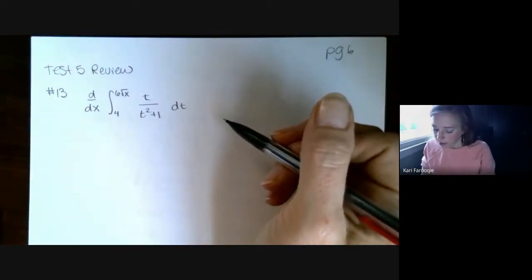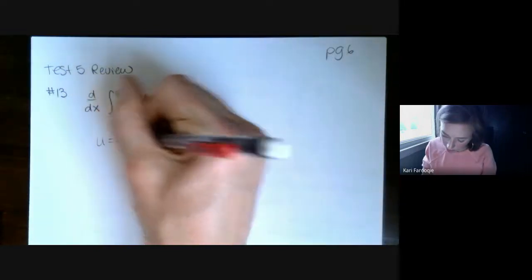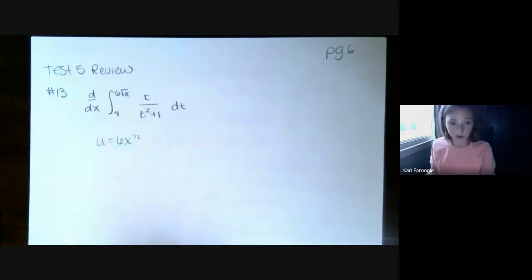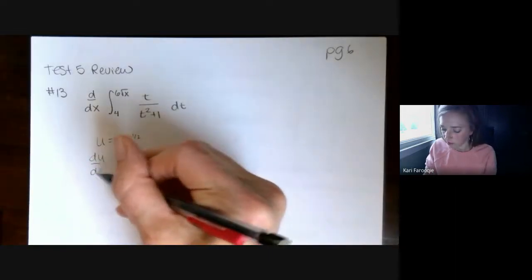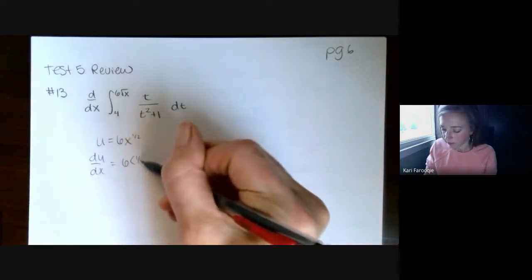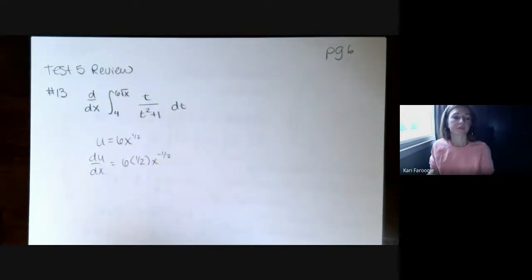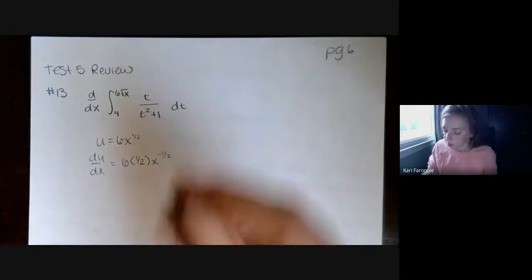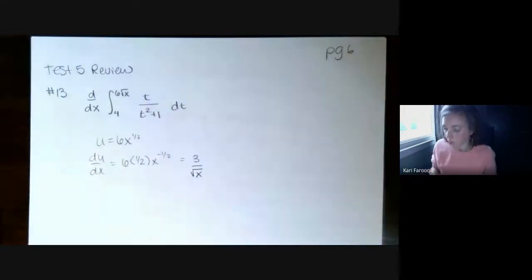So before you get really started on this one, go ahead and set up your u. Since you're going to have to take the derivative, just write it as 6 times x to the 1/2 power. Since you're going to take du dx, you want it written like that. So go ahead and take the derivative, and you'll get 3 divided by the square root of x.